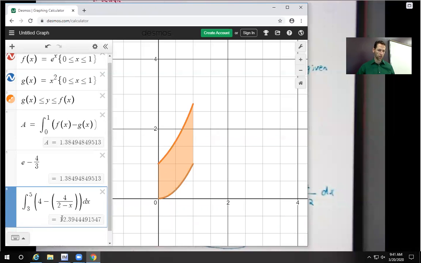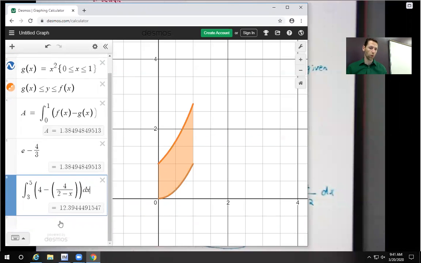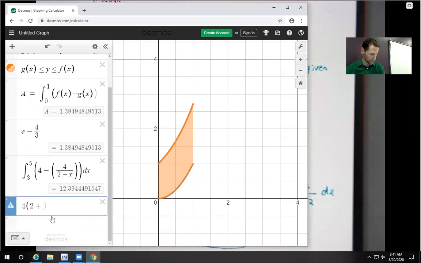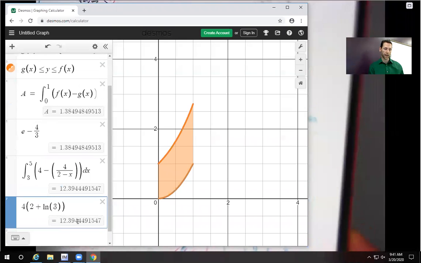I got 12.395 or 4, sorry. And let me compare that to the exact result that we had in the notes. So we have 2 times natural log of 3, and we see we get agreement. And so the approximation agrees with the exact result.